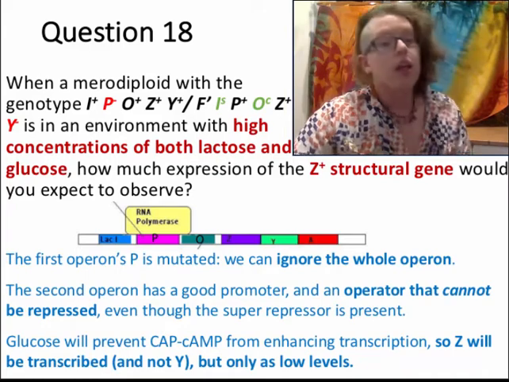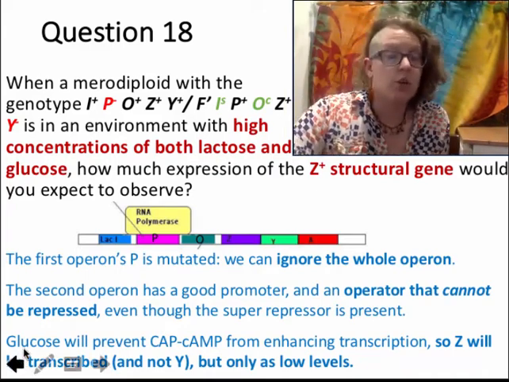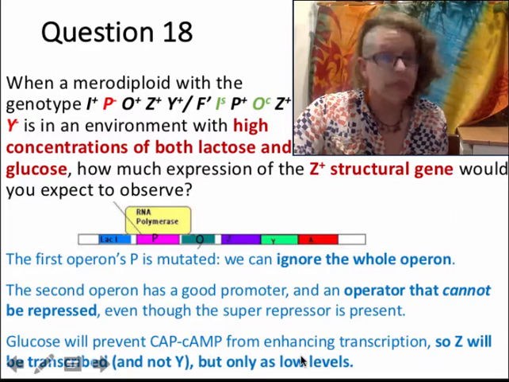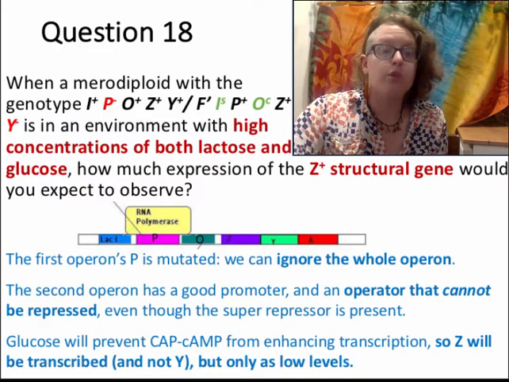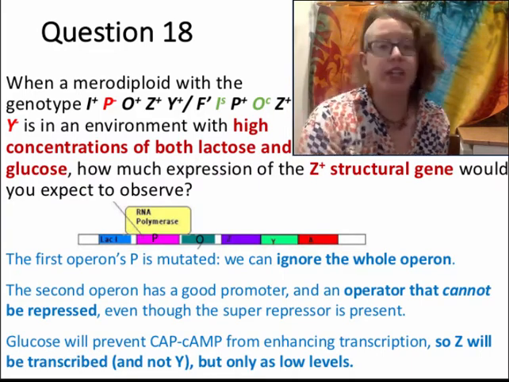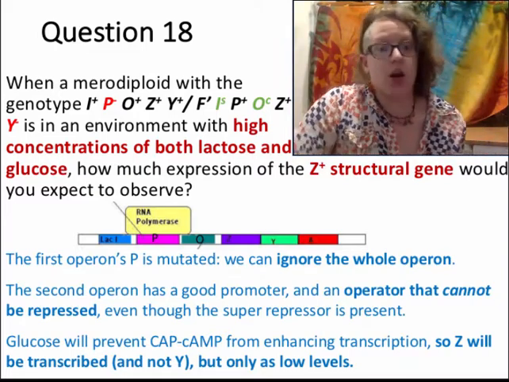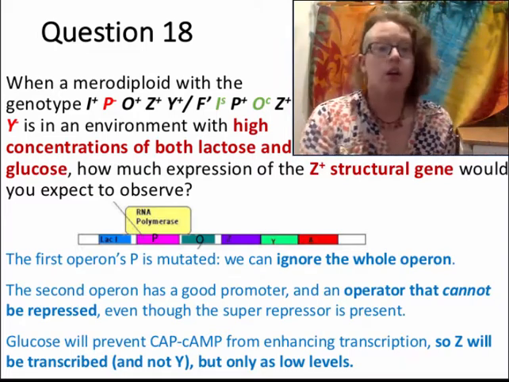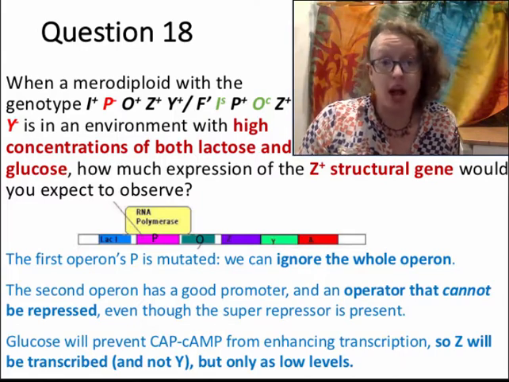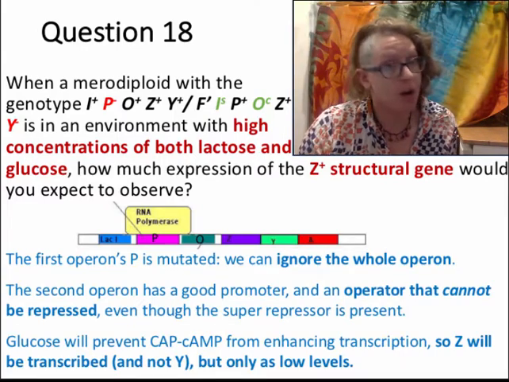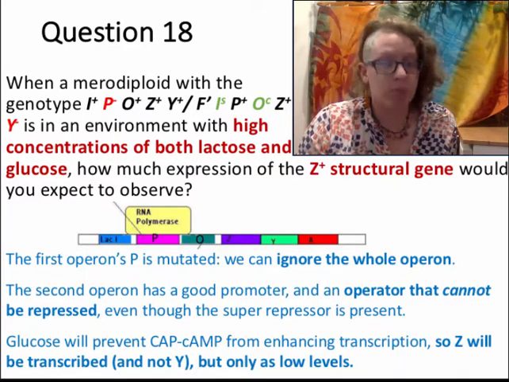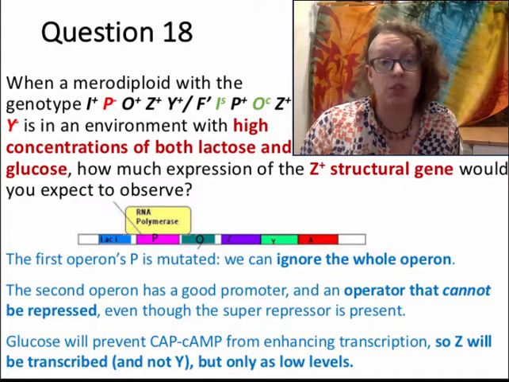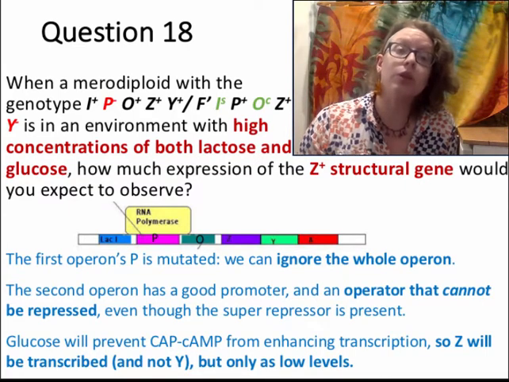However, the glucose present will prevent CAP-cAMP from enhancing transcription. So this glucose here will prevent the extra enthusiastic recruitment of RNA polymerase that CAP-cAMP usually does. So Z will be transcribed, though not Y, but we don't care about Y because we weren't asked about Y, we only care about Z. Z will be transcribed, but it will be transcribed at low levels because we have glucose available.